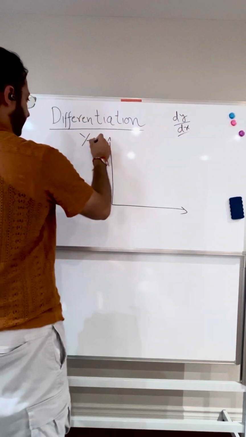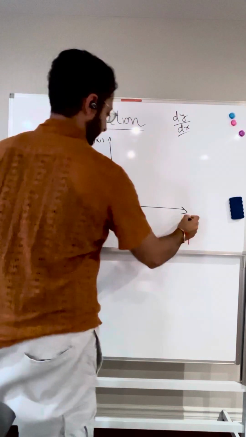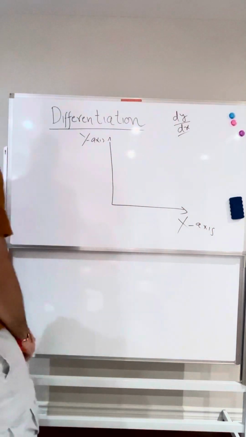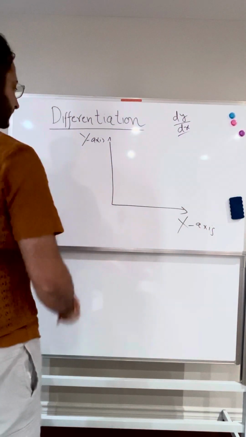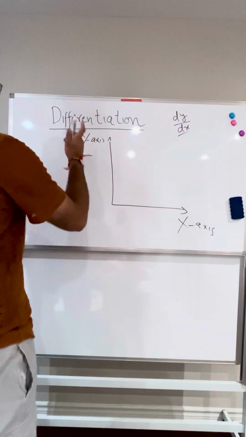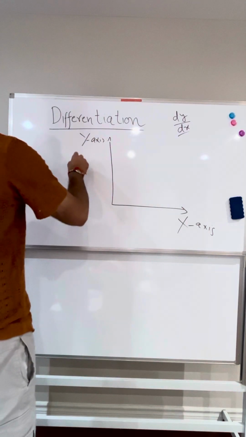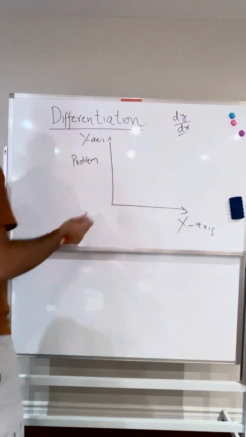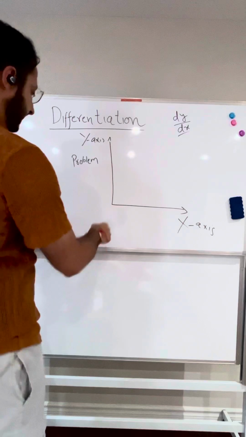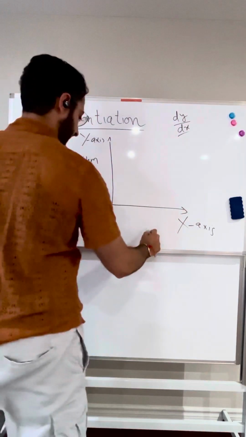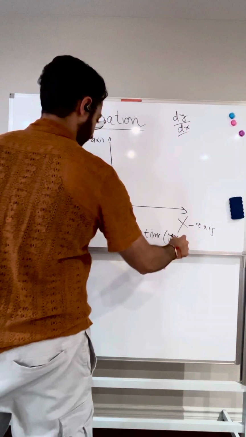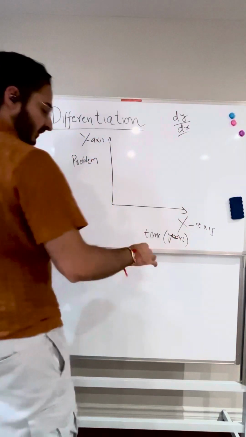So let's say this is the y-axis and this is the x-axis. These are the two axes that I drew. On the y-axis, I'm just going to denote the problems that we face in our life. Everyone has some kind of problems in their life, and the x-axis is going to be our time in terms of years, the number of years that we spent on this earth.